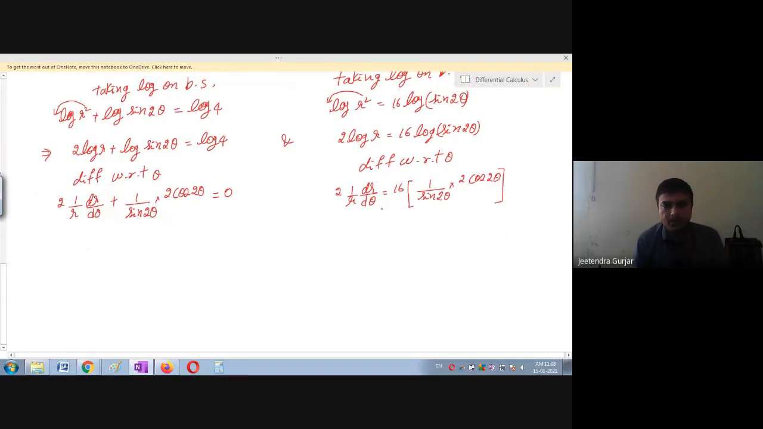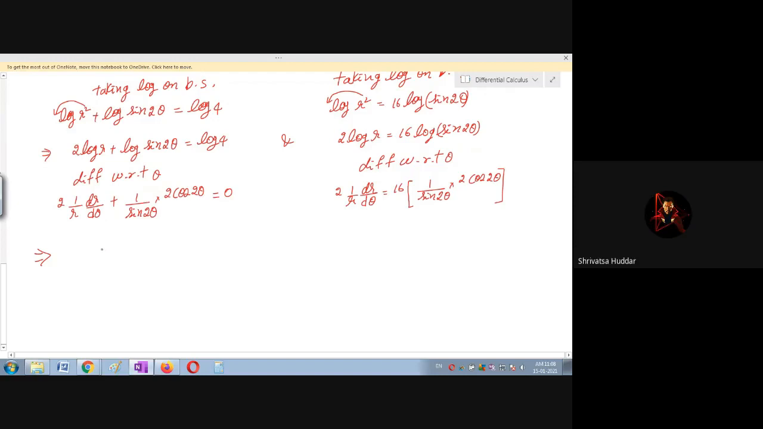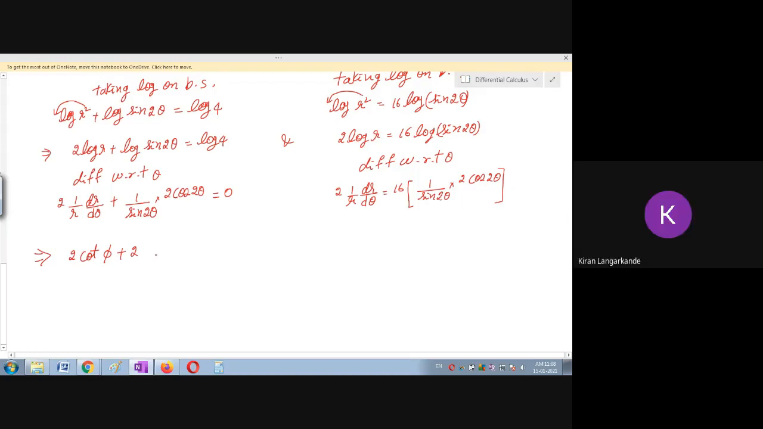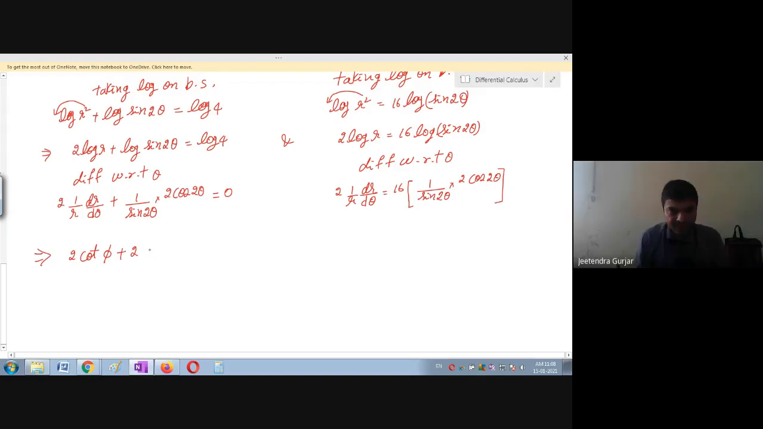Now what we are going to do is just simplify. I will modify this, so I'm going to use the formula. What is the formula for 1 upon r dr upon d theta? Can anybody tell me? Cot phi. Yes, very well. So this is 2 cot phi plus 2 is there, so I will write 2 outside. What is cos 2 theta upon sine 2 theta? Cot 2 theta. Yes, very good. See, students, you must be fast nowadays. Cot 2 theta is equal to 0.